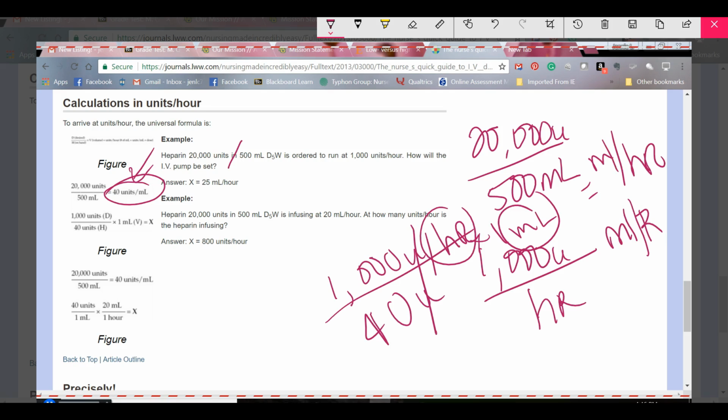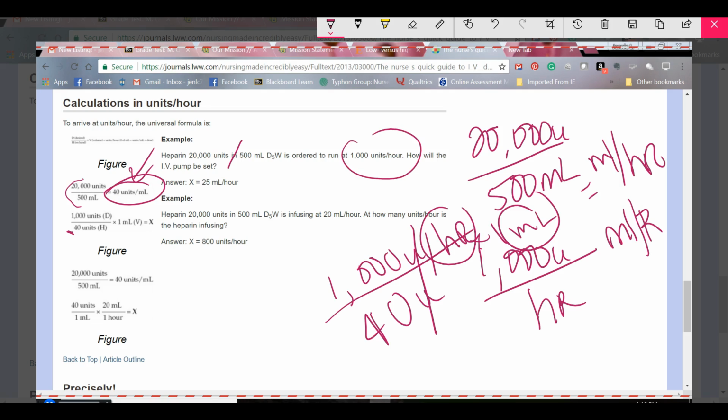So look at this over here. We're taking 1,000 units divided by your 40, which you got from up here because that was your first step. Dose, what's on hand, and your volume, and you're going to get your mLs per hour. So that's just one way to do it. But since this is units per mL, we have units per 1 mL here. We have 1,000 units over here, so you can really do 1,000 units an hour.